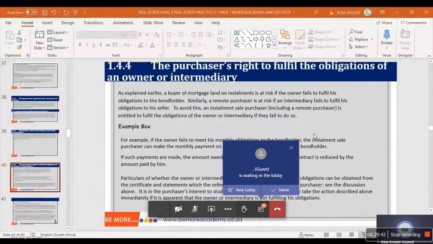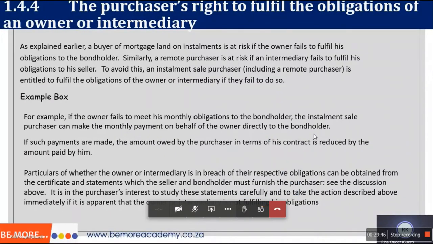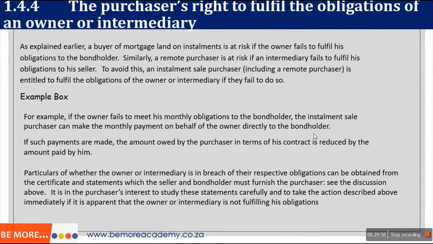Okay, as explained earlier, a buyer of mortgaged land on installment is at risk if the owner fails to fulfill his obligation to the bondholder. Similarly, a remote purchaser is at risk if an intermediary fails to fulfill his obligations to the seller. To avoid this, an installment sale purchaser, including a remote purchaser, is entitled to fulfill the obligations of the owner or intermediary if they fail to do so.